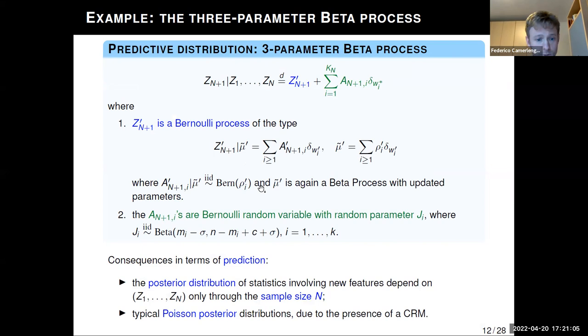So what are the consequences of this approach? If you are interested in the posterior distribution of statistics involving new features, not already observed in the initial sample, then the posterior distribution of these statistics depends on the initial sample only through the sample size n, and not on other sample statistics. And typically, since you are using a completely random measure prior, you get a Poisson posterior distribution. This part will also be emphasized by Lorenzo in the second part of the talk.